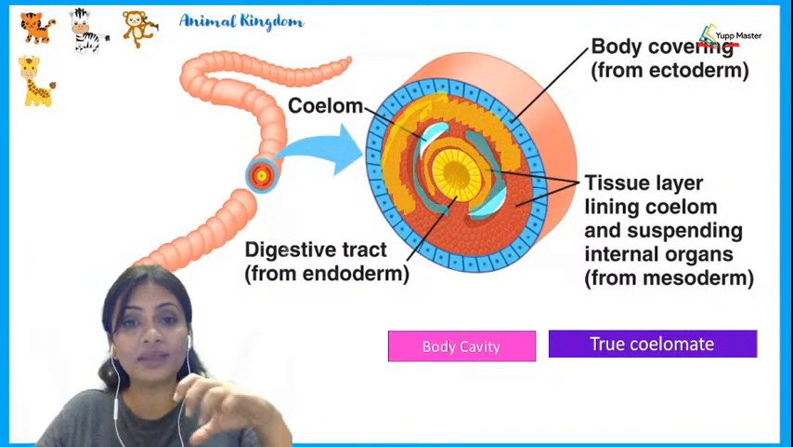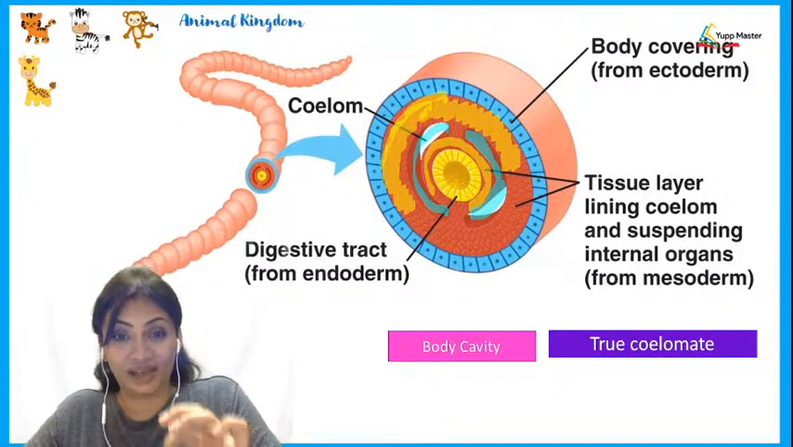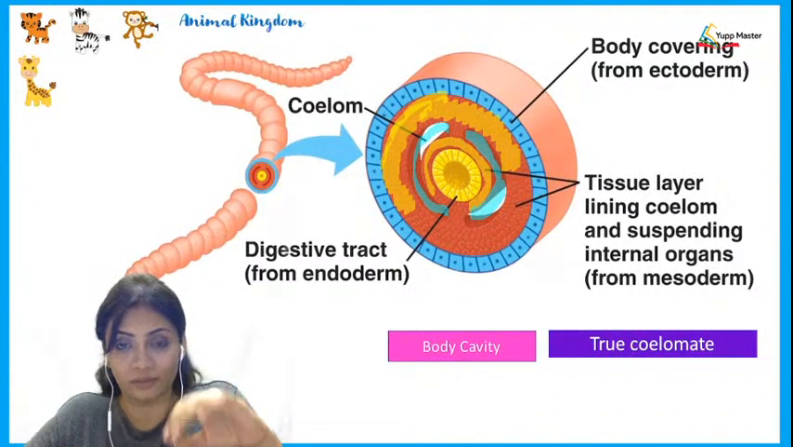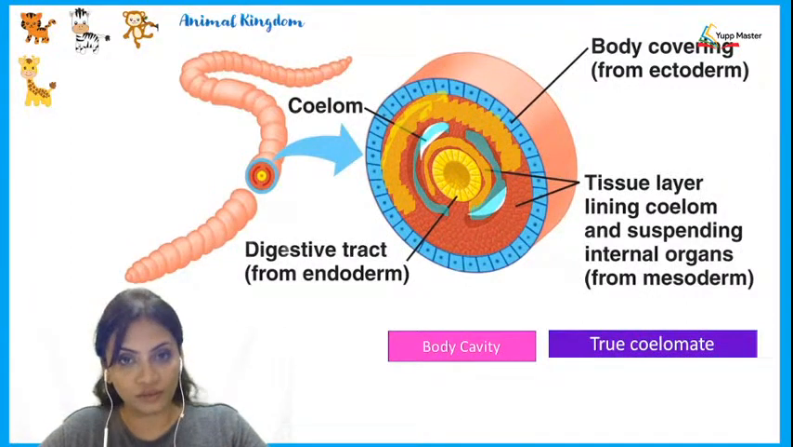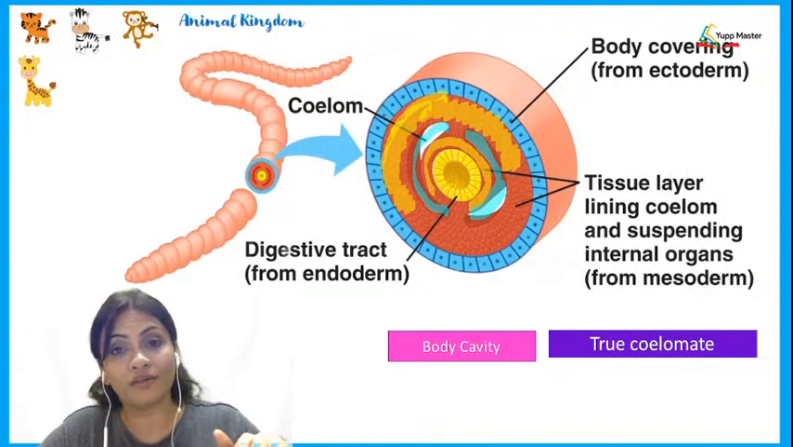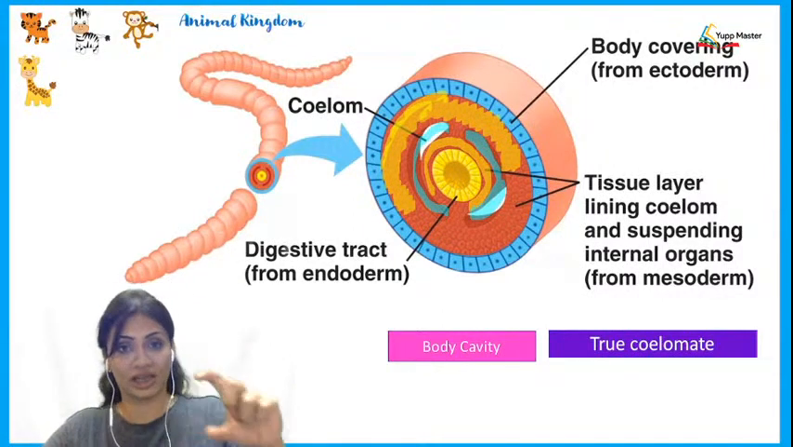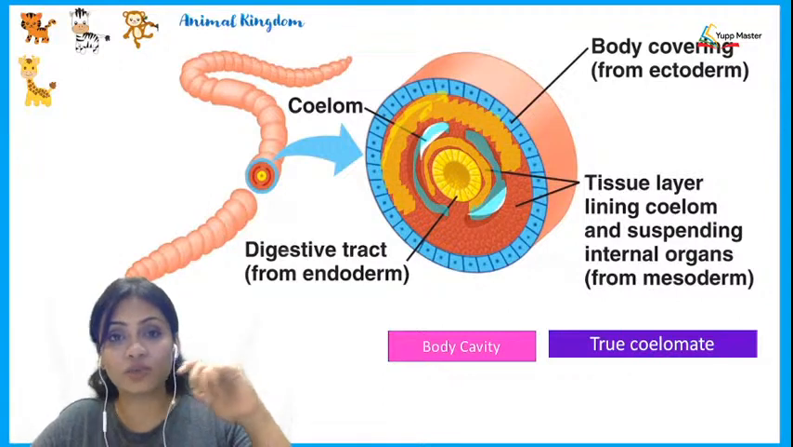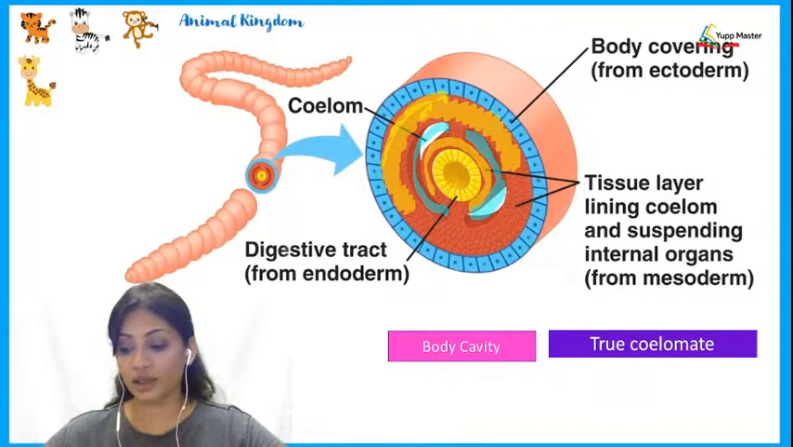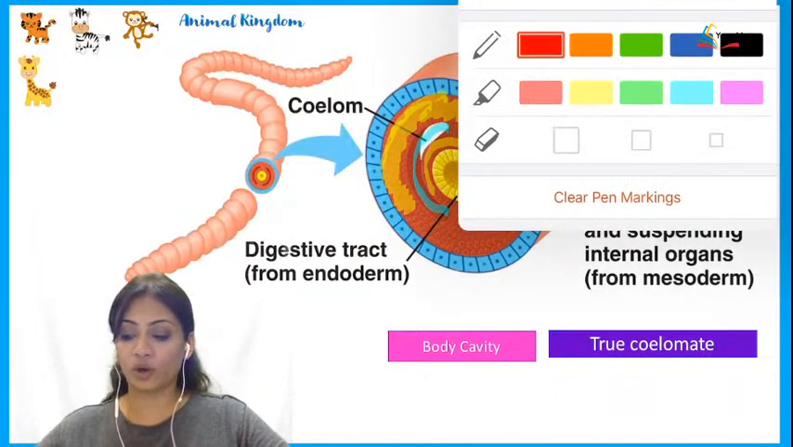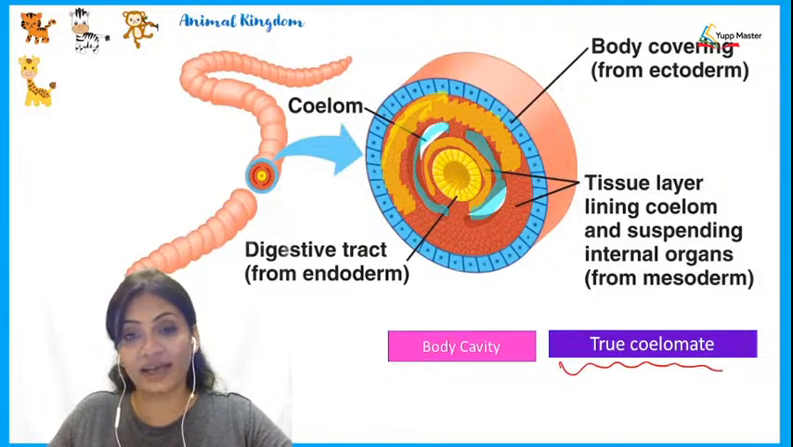So the coelom is nothing but the splitting of the mesoderm in such a way that one part of the mesoderm is lining the body wall and another part is covering the alimentary canal. So we have a space in between them, and that space is what we're calling the coelom. So it is our annelids which are the first animals which belong to the category of eucoelomates, or you may call this a true coelomate.